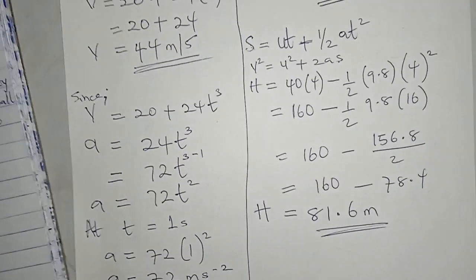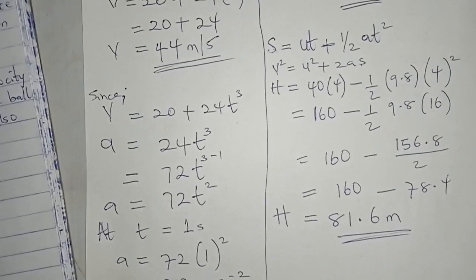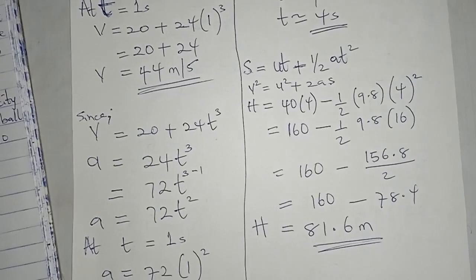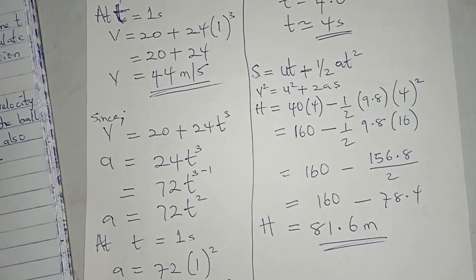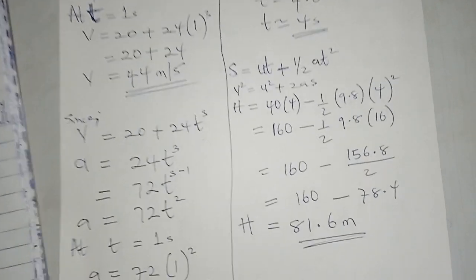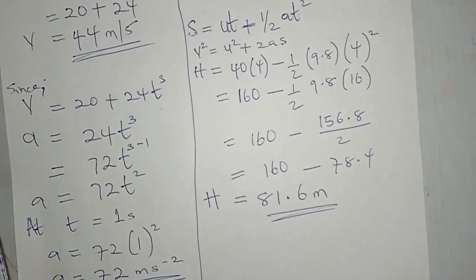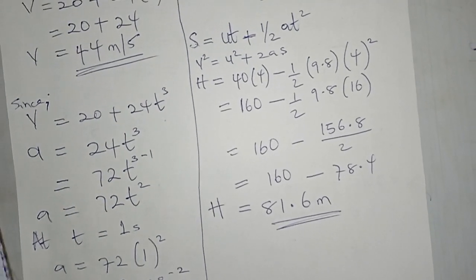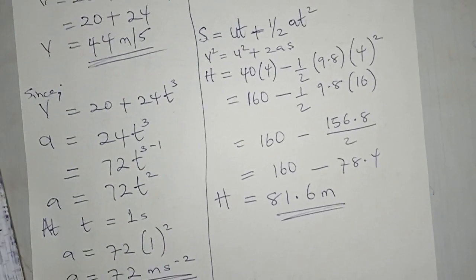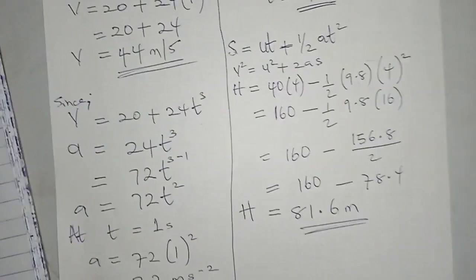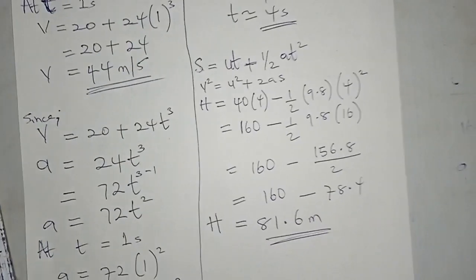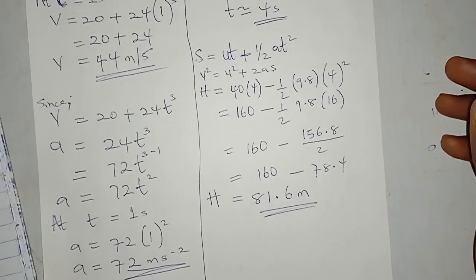Find also the distance to this highest point. If you are talking about distance to the highest point, that is the maximum height. So this is my answer, 81.6 meters. But they said we should take g to be 10 meters per second squared. I didn't even see that. So when you're solving yours, you use g to be 10 instead of 9.8. So that is that.